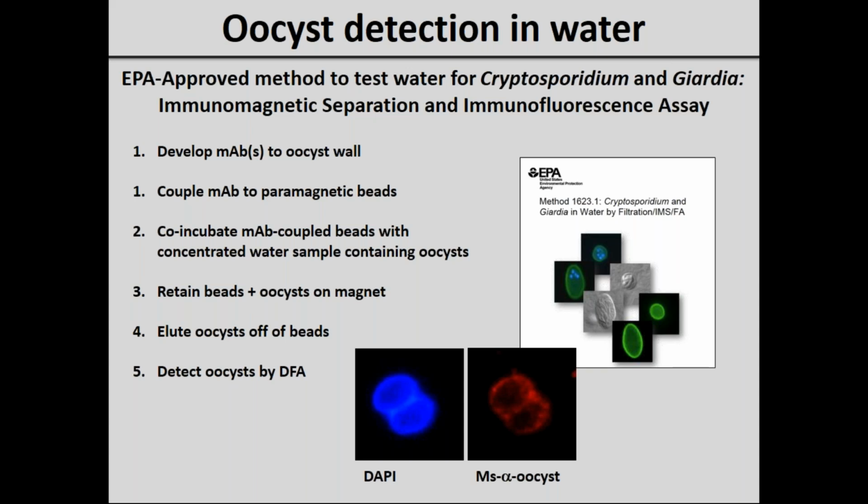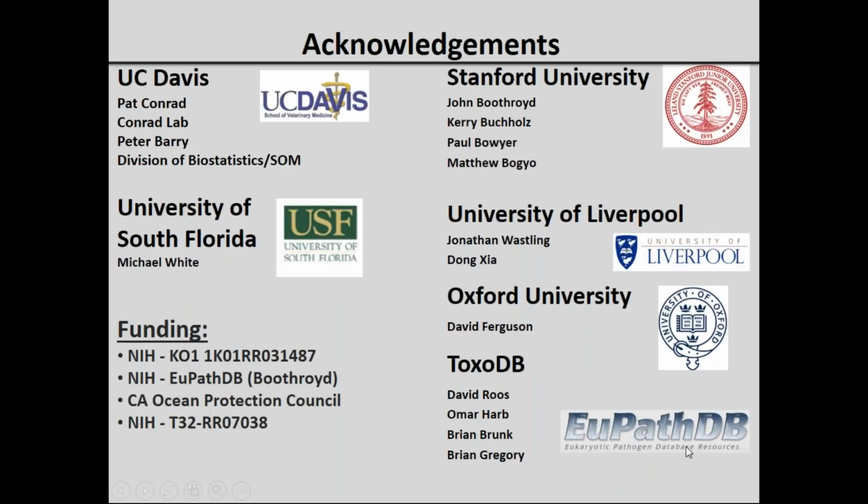This is just an oocyst under DAPI that's autofluorescent. And this is an oocyst that's been labeled with the monoclonal antibody that I developed for this purpose. Once we've coated the beads with a monoclonal antibody and applied them in this method, here I'm showing that the beads bind well to Toxoplasma oocysts, and that we can, in fact, separate them from the water and concentrate them.